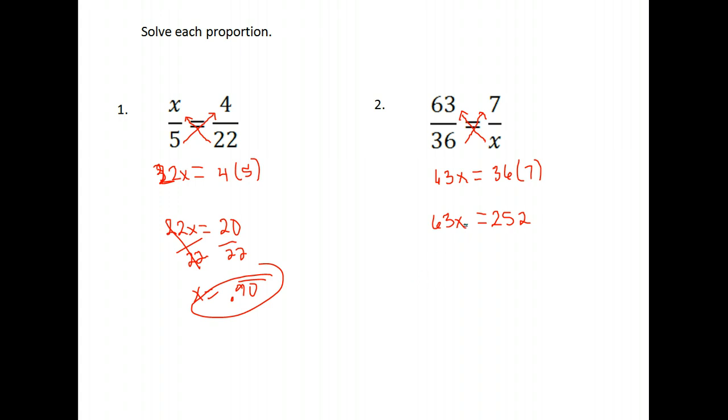Okay, and now we finish solving. Divide both sides by 63. When we do that, we get x is 4.